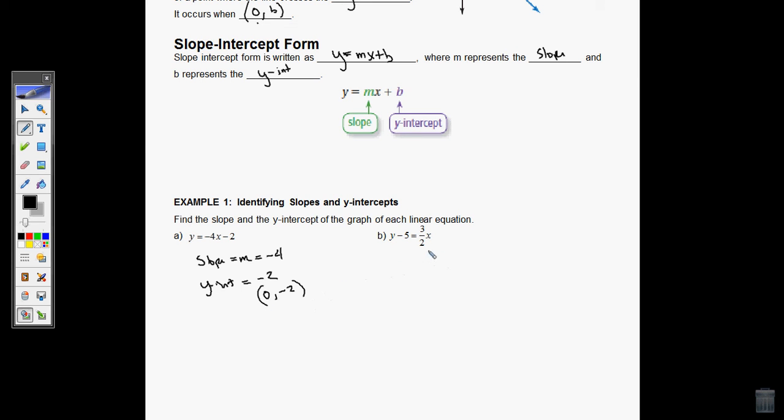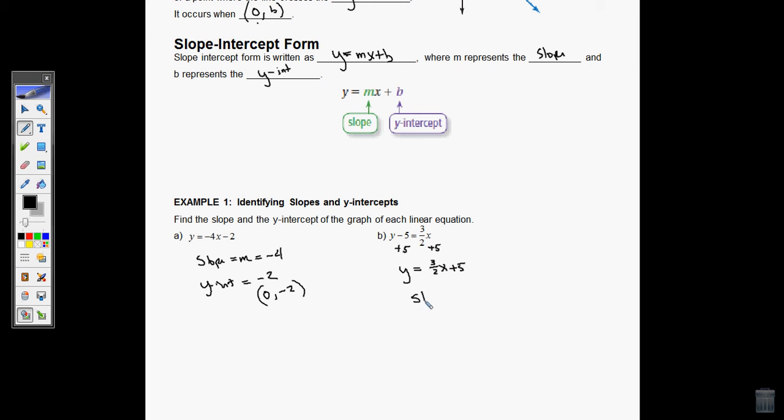Now let's look at this one. We want to find the slope and the y-intercept. Is it in slope-intercept form? Because if it is, it's going to be super easy for me to get that information. Unfortunately, it's not quite there. Slope-intercept form says that y is by itself: y equals mx plus b. Here, I have y minus 5 equals. So let's move that over and see if that does it. I'll add 5 to both sides to keep it balanced. Then y equals 3 over 2 x plus 5. There are no like terms to combine here. They're completely separate. And now it looks like it says mx plus b.